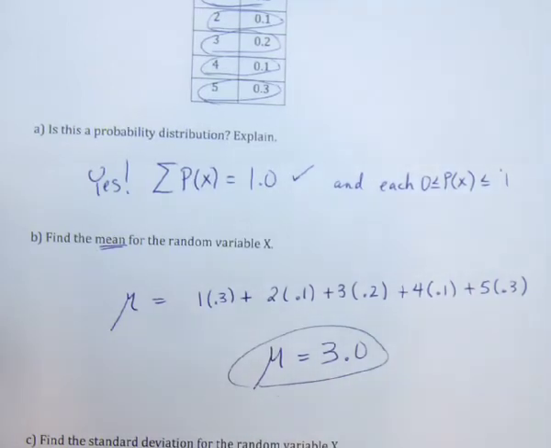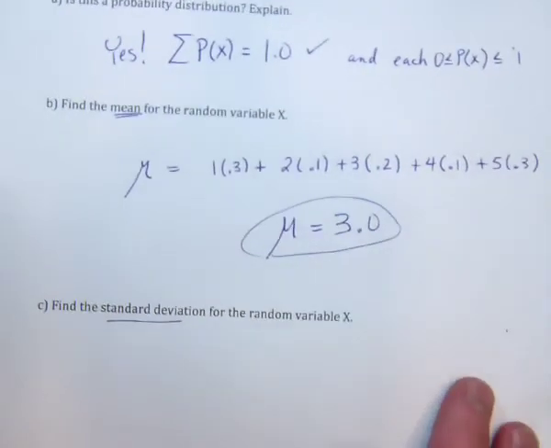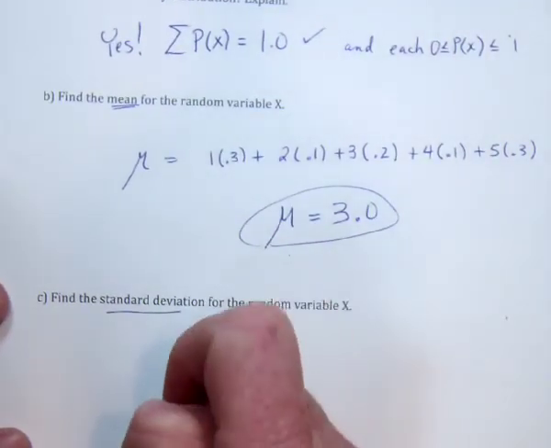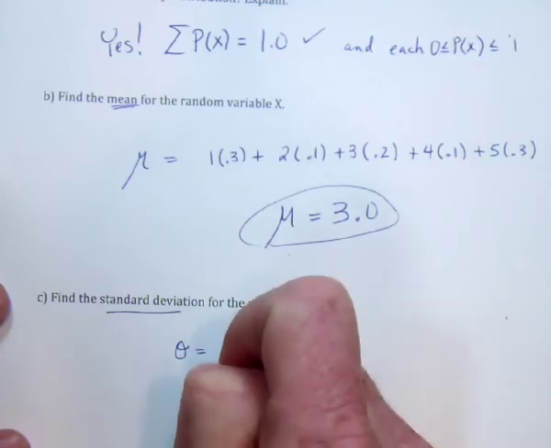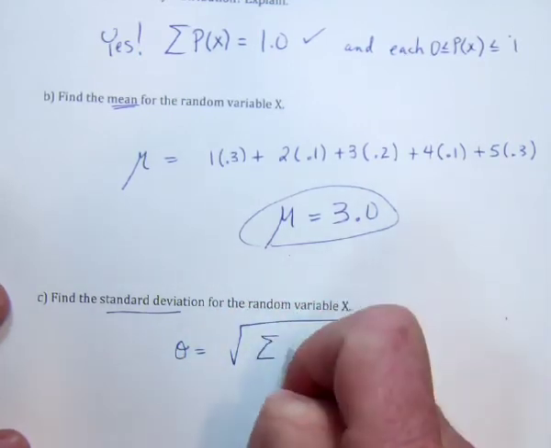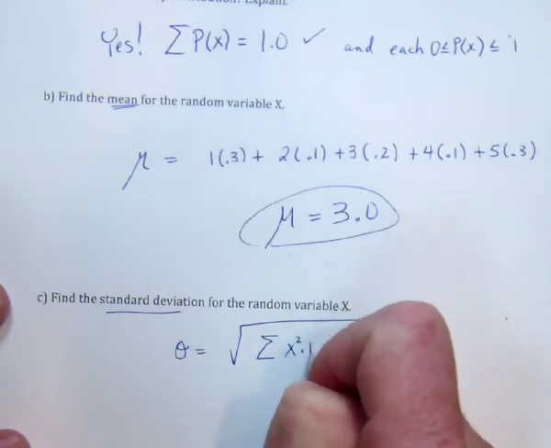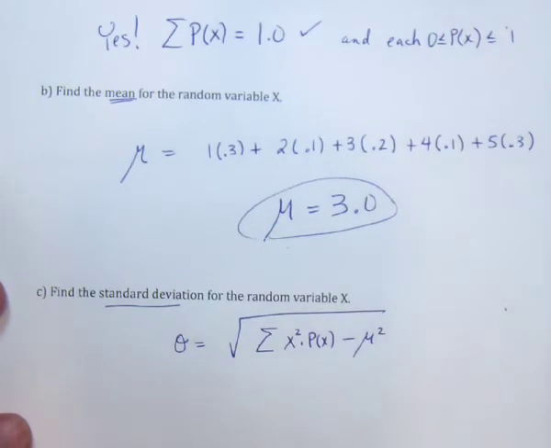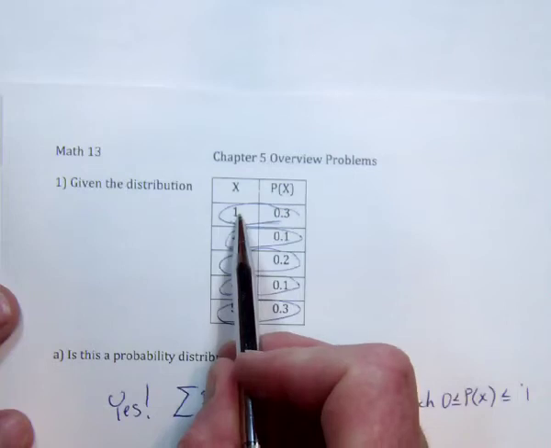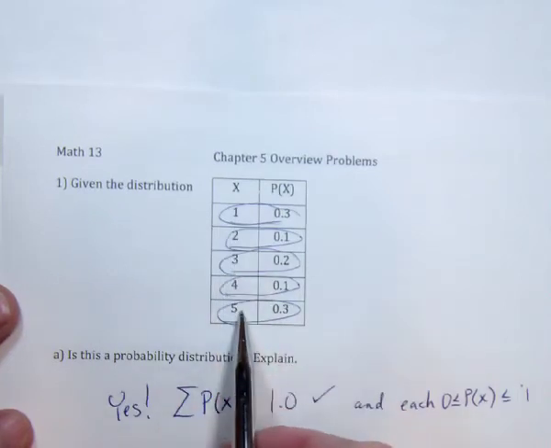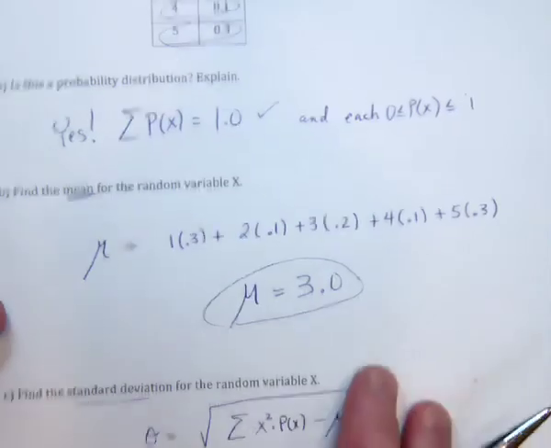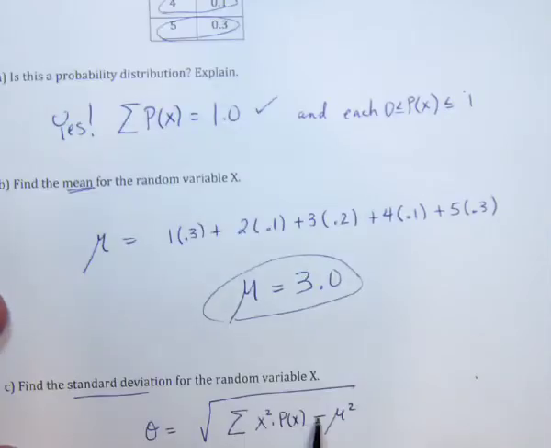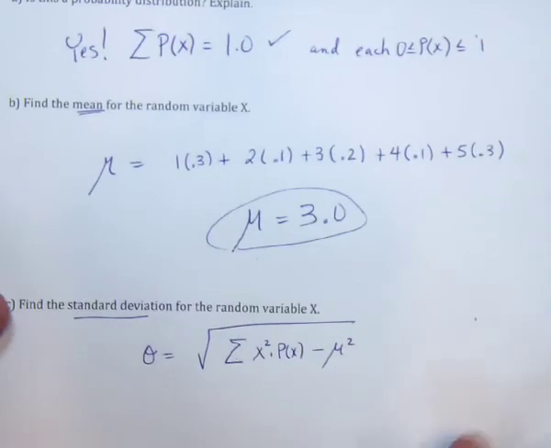Next, for the standard deviation. So the formula for the standard deviation is that it's the square root. You add up the x squares times the probability of x, and then you minus the mean squared. So it may look a little bit scary, but it's not bad at all, because all you have to do is square each one of these numbers, 1, 4, 9, 16, 25, then multiply across, then add them up, and subtract a 3 squared. At the end, we take the square root.